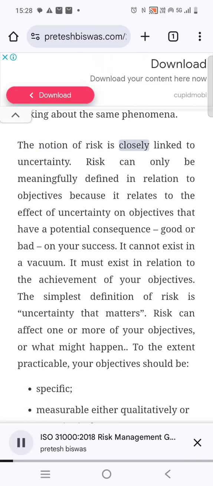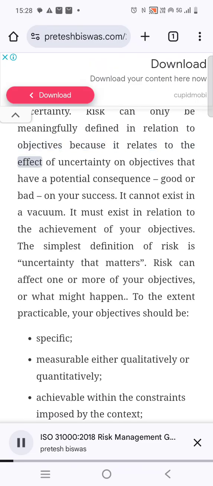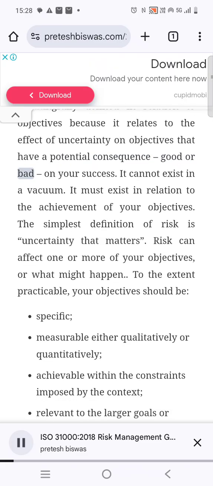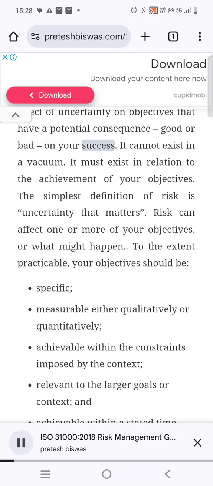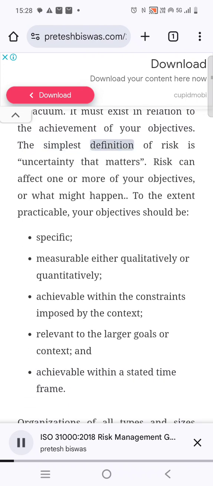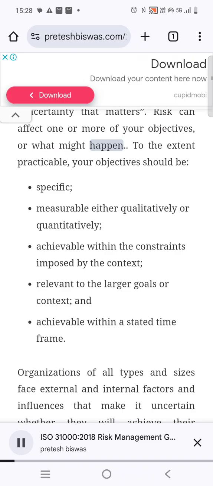The notion of risk is closely linked to uncertainty. Risk can only be meaningfully defined in relation to objectives because it relates to the effect of uncertainty on objectives that have a potential consequence, good or bad, on your success. It cannot exist in a vacuum. It must exist in relation to the achievement of your objectives. The simplest definition of risk is uncertainty that matters. Risk can affect one or more of your objectives, or what might happen.